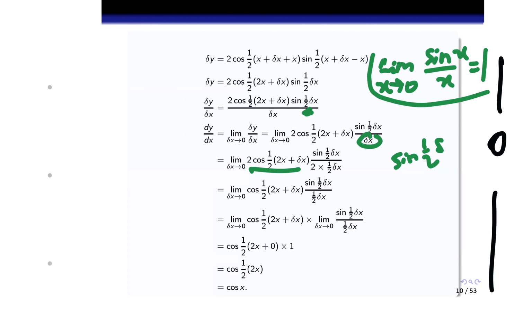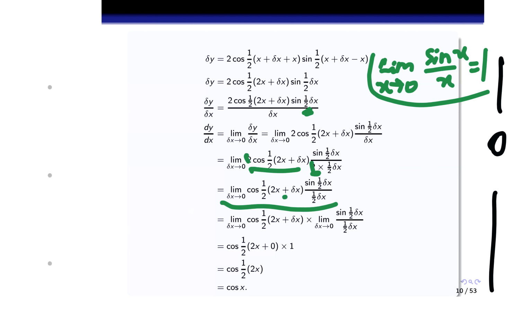Now you have 2 times half delta x, which is as good as multiplying by 1. So these 2 can cancel the 2 in front here. You can see that. So that's why now you have this expression: the limit as delta x goes to 0 of cos half (2x plus delta x) times sine half delta x over half delta x. The 2 and 2 have canceled out. So things are looking good.